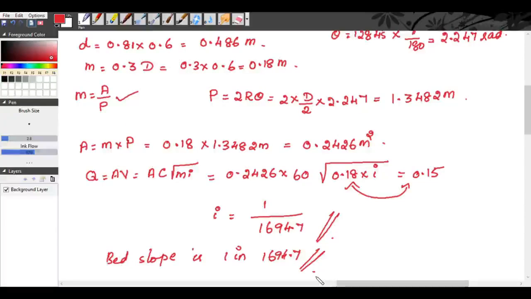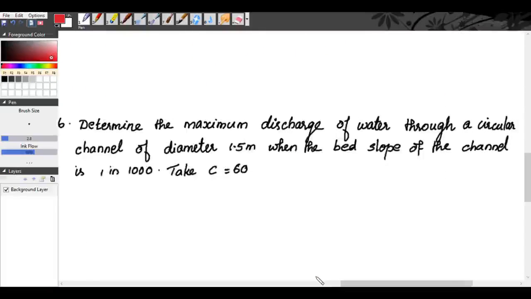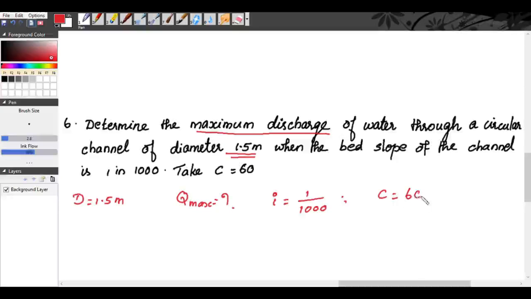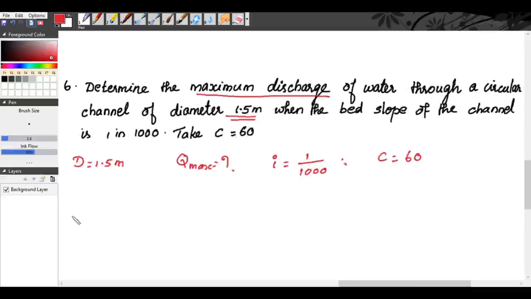We will move on to our last problem. The last problem is to determine the maximum discharge of water, again maximum discharge, through the most economical circular section of a circular channel of diameter 1.5 meter. So the diameter is 1.5 meter. We have to find the maximum discharge when the bed slope of the channel I is given as 1 in 1000 and C is given as 60. Similar to the previous problem, the only difference is you have to use the condition for maximum discharge.